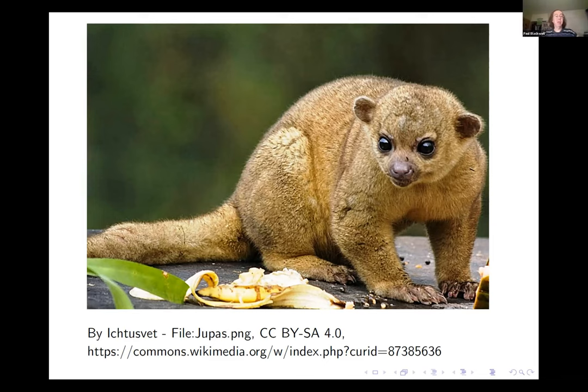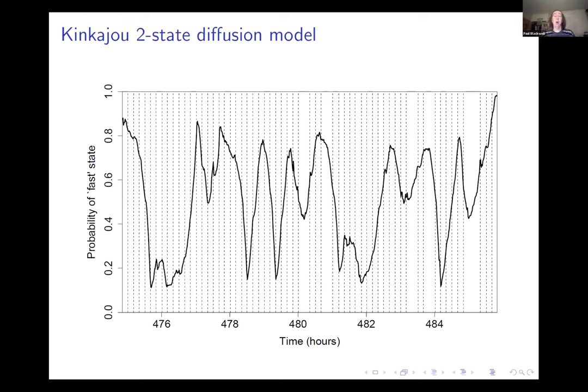Of course, there are all sorts of ways in which we could interrogate that model, but just as an example, this is looking at the probability of being in each of the two states over time. The vertical dotted lines indicate the times of the observations, but we can reconstruct that probability between observations as well as at them. And you can see that, although we can never be absolutely sure which of the two states the animal's in, we can get quite good probabilities at any given time that it's likely to be in the fast or the slow state.